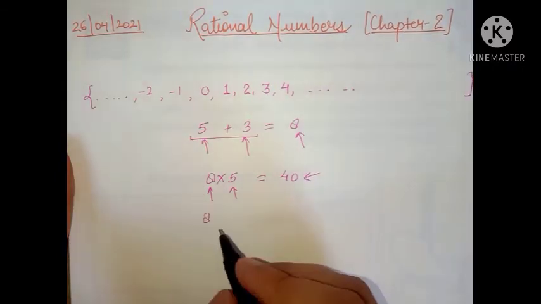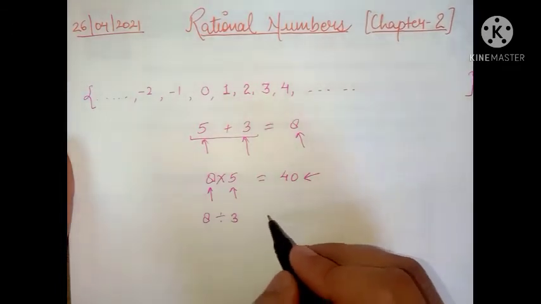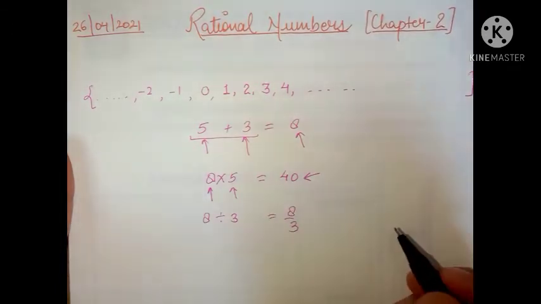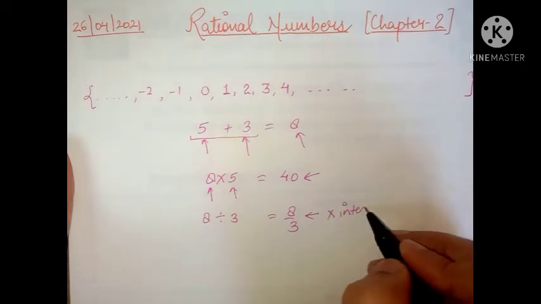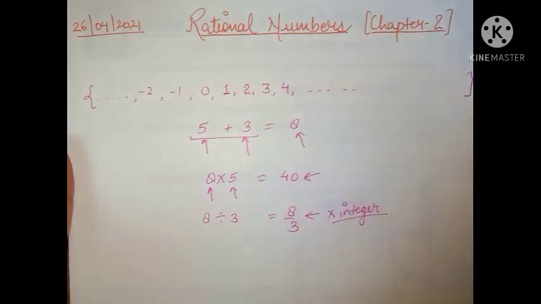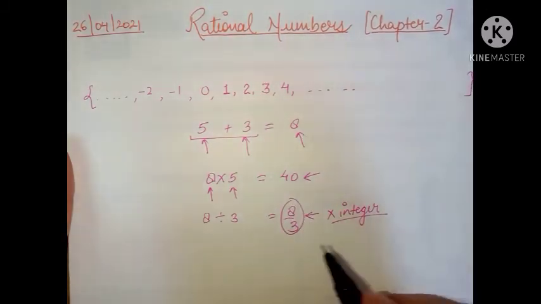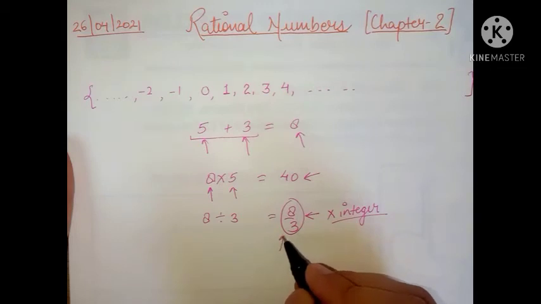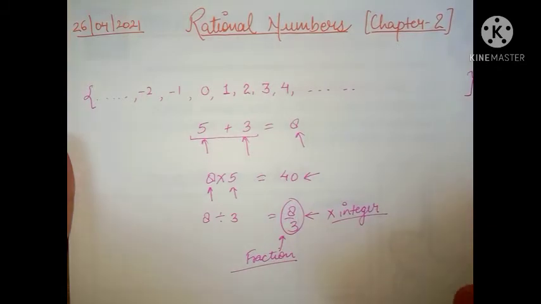What will you get if you divide 8 by 3? This will be in the 8 upon 3 form. And this is not an integer, right? So what is this, 8 upon 3? You know about this. This is called a fraction, and you have learned a lot of things about fractions.